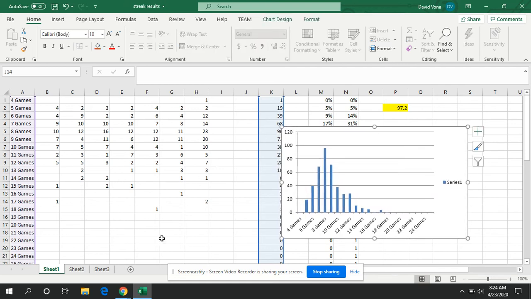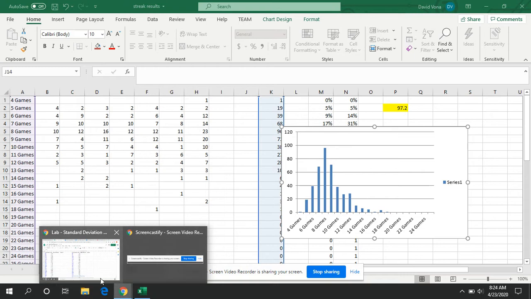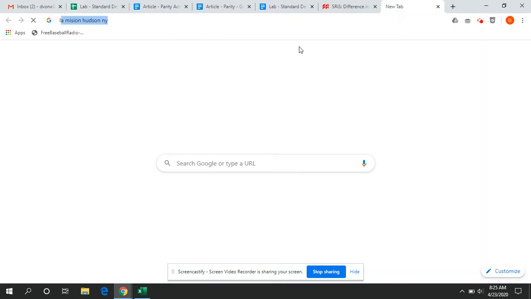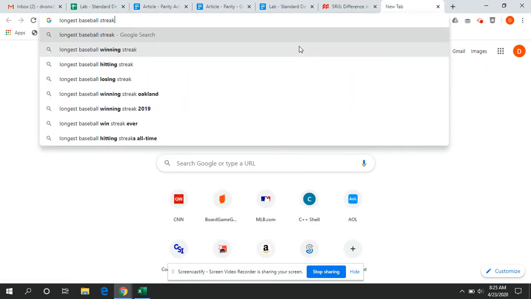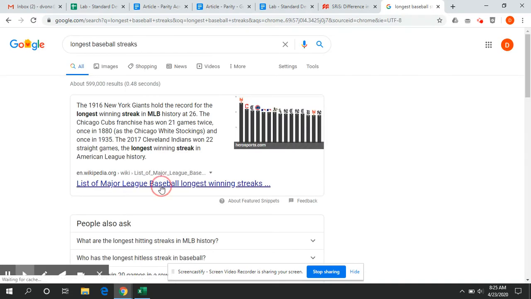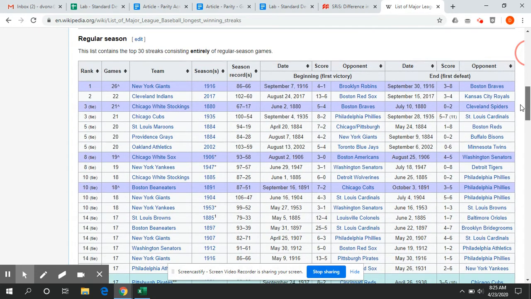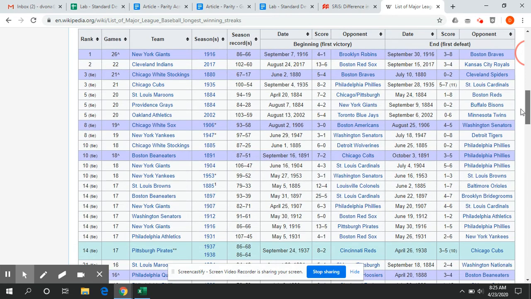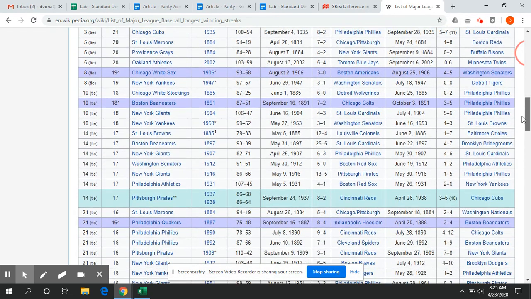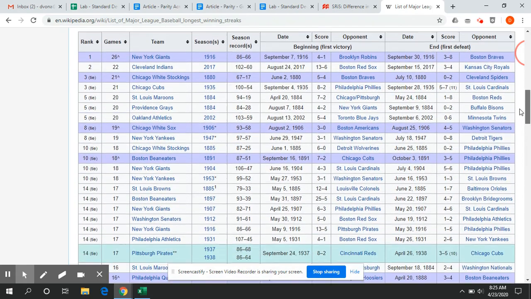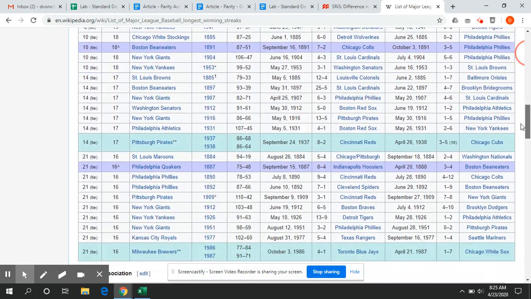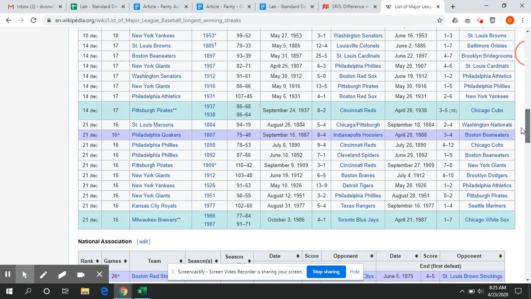If you look at the history of baseball streaks, let me just bring that up quick. Longest baseball streaks. Again, over the 100+ years of baseball, we're not seeing a ton, but we're seeing streaks. 26, 22, 21, 21, 20, 19, 18, 17, 16. This list doesn't look that different than what we were seeing randomly with our random generation.